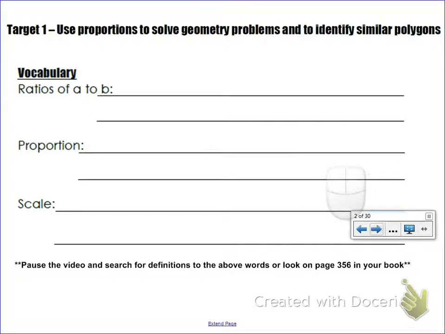Alright, to start things off, go ahead and pause the video and either do a Google search for the three vocabulary words here. We've got ratios, proportion, and scale. Or go ahead and look in your textbook, page 356. We'll have all these definitions on there. You can also look in the back of your textbook if you want to find each word individually. So go ahead and pause it, take a minute, do the vocab, and then we'll go on with the lesson.